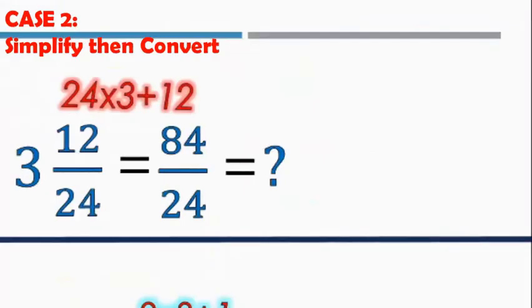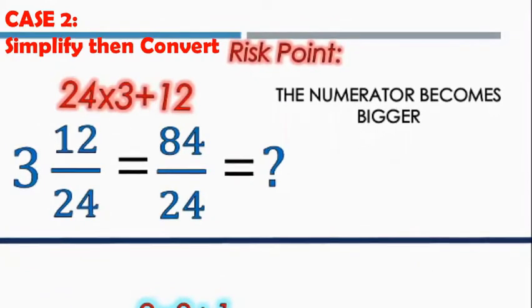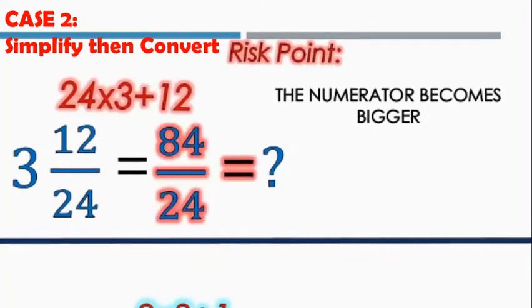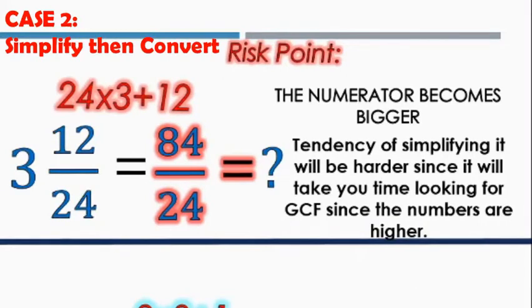Let's look first at case number 1. Actually, case number 1 has a risk point. As you can see, if we multiply 24 times 3 plus 12, the numerator becomes bigger. And with a bigger numerator, simplifying it becomes harder, since it will take you time looking for the GCF because the numbers are higher.